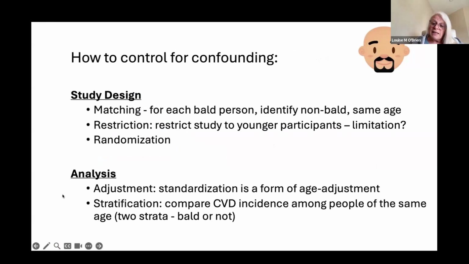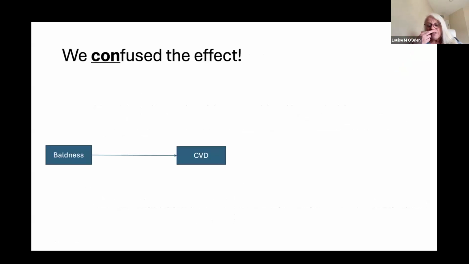Or we could deal with it in the analysis, right? We could adjust, like a form of standardization is a form of age adjustment, or we could have stratified. We could have compared the incidence of CVD among people having been bald, and then do the same thing in those who are not bald. So there's different ways you can do it. You just have to be aware when you're designing your study or when you're reading a study or analyzing a study. So we confuse the effect, right?